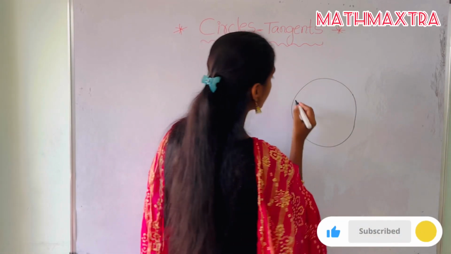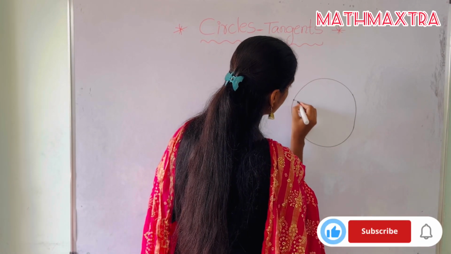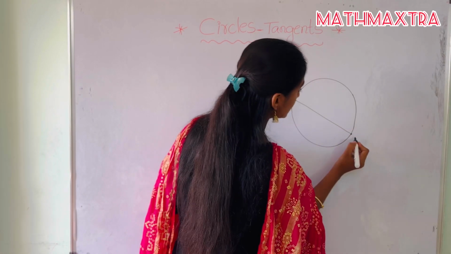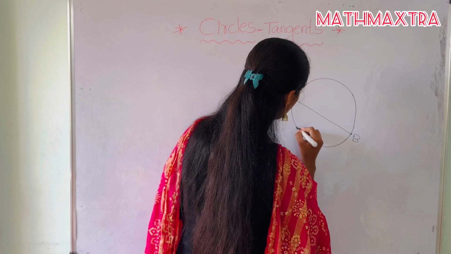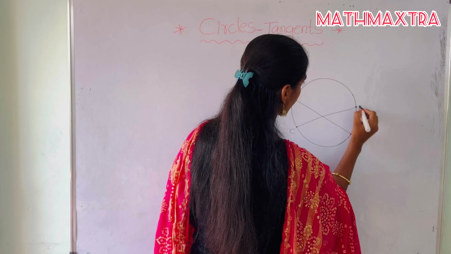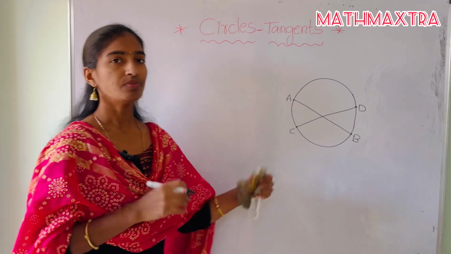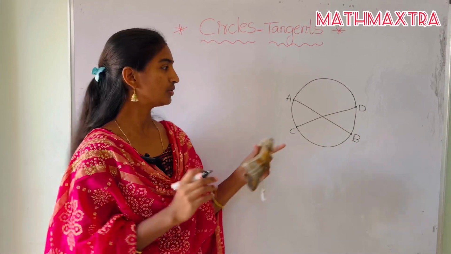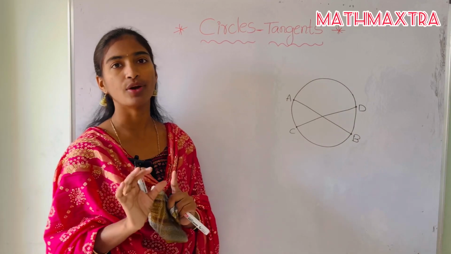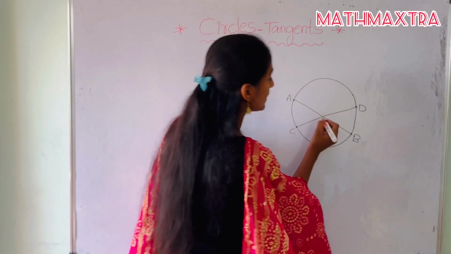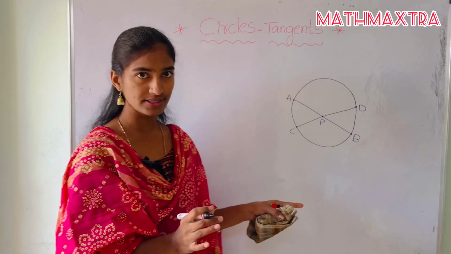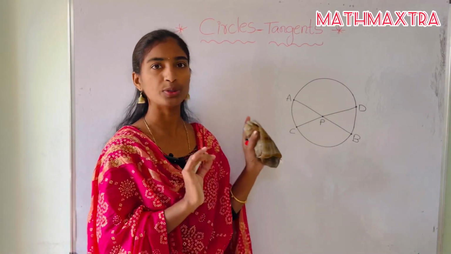Now I am considering any two chords: this is a chord AB and this is a chord CD. You consider two chords. Those two chords intersect at a point, so the point we call it point P. This is the intersecting point of two chords that we call point P.